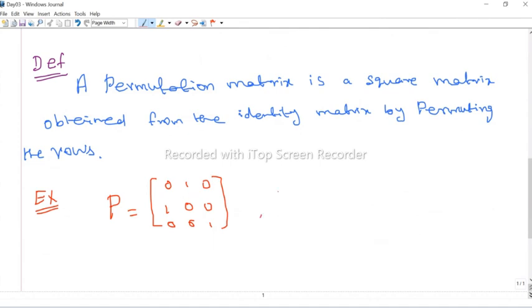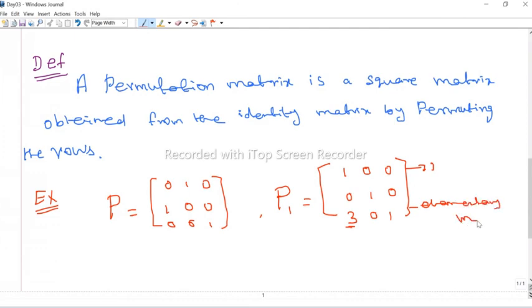Suppose I am taking some other matrix, P1. I am writing 1 0 0, 0 1 0, 3 0 1. This is not a permutation matrix because we may only permute the rows. Now we have an extra element 3, and 3 is not in the identity. So this is an elementary matrix, because you multiply the first row by 3 and add it to the last row of the identity matrix, and you get this matrix. Therefore this is an elementary matrix, but it's not a permutation matrix.